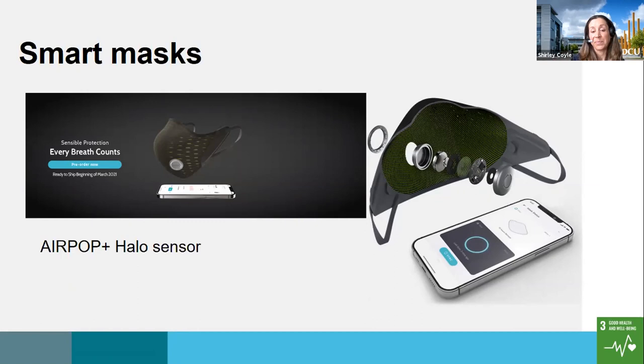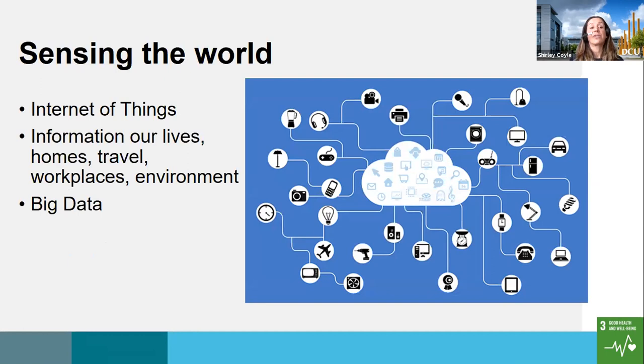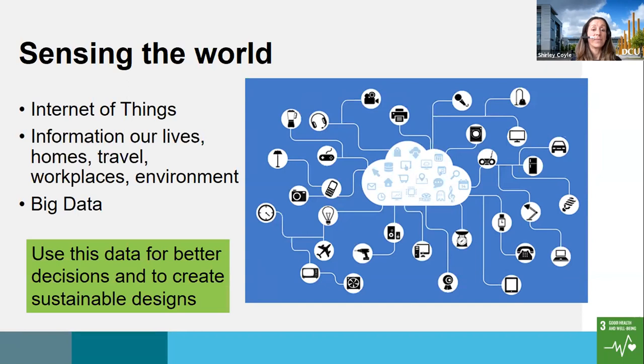So you can see that the sensors are being integrated into so many of our everyday objects. And, you know, we've seen the Internet of Things and it's becoming the Internet of Everything. And these sensors can provide huge amount of information about our lives. So at home, we can have smart homes, it can be about how we travel, making smarter workplaces, making workplaces safer, and also monitoring the environment. And so gathering all that ends up with huge amounts of data. And, you know, this big data then can be used to inform better decisions and to make our lives better, make things work more efficiently and be used to create sustainable designs.